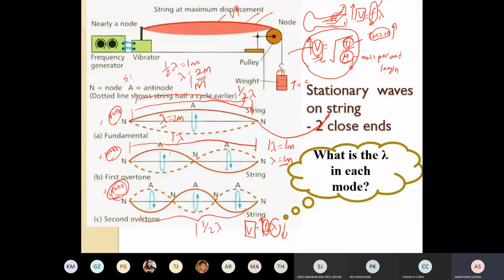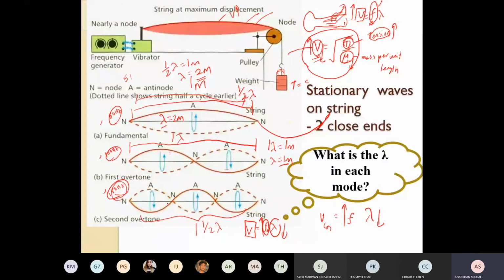So from the first appearance to the second appearance, is the lambda getting shorter or longer? 2 meters becomes 1 meter. So lambda gets shorter. Why is it getting shorter? Because the frequency has been raised. Obviously, the speed is constant.